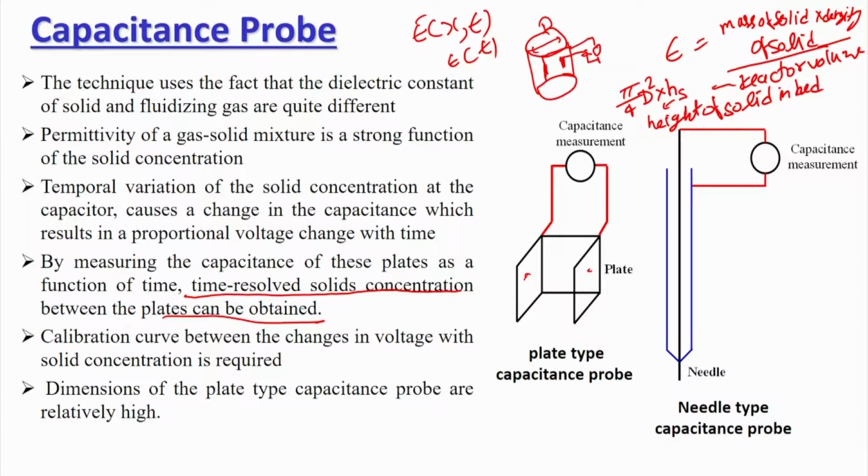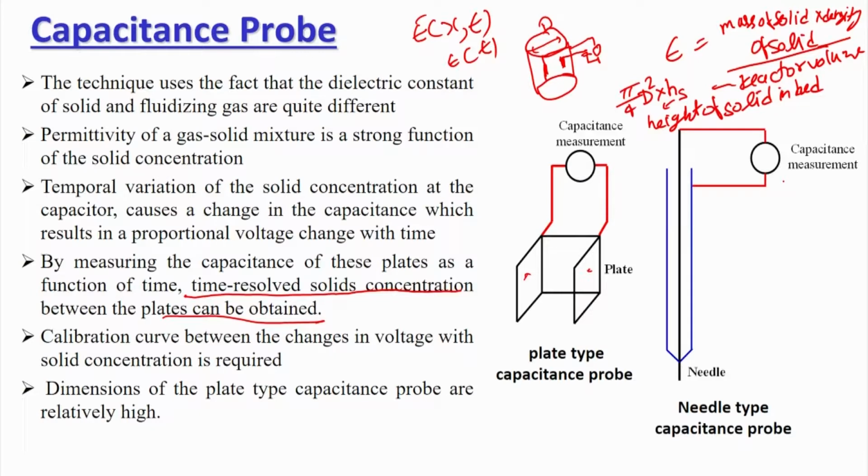So to overcome that, a needle type probe has been developed, in which a small needle is inserted in the flow like an optical fiber probe. Like a hot wire anemometer, we put a small wire or a small needle inside the flow, so that the needle becomes one end of the capacitance, and the body of the probe becomes the other end, and you measure the capacitance between these two.